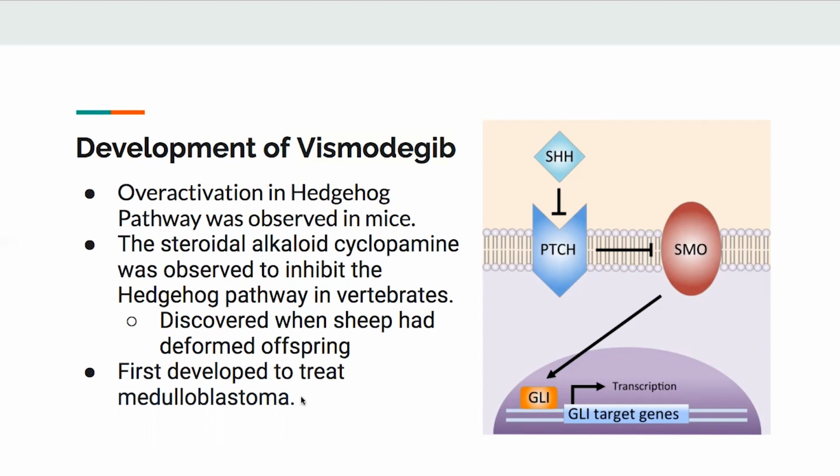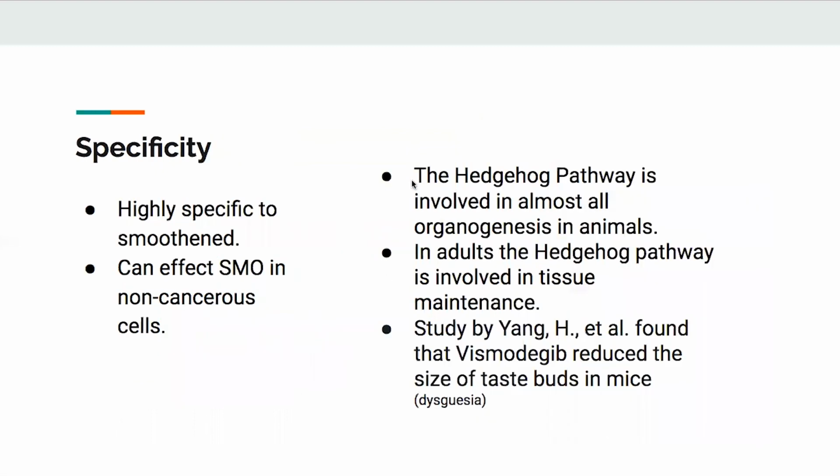And it was first developed to treat medulloblastomas, which is the most common form of brain cancer in children. Now, vismodegib is highly specific to smoothened, but this means that it can also affect smoothened in non-cancerous cells. And obviously, this is a big problem in development, as we learned from the sheep having deformed offspring, because the hedgehog pathway is involved in almost all organogenesis in animals. But in adults, the hedgehog pathway is involved in things like normal tissue maintenance, which can lead to some of the side effects you may experience on this drug.